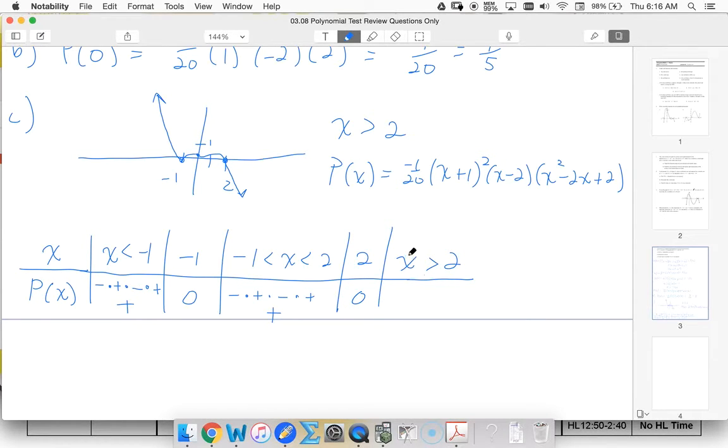And now put in a number bigger than 2. I have a negative times a positive times a positive times a positive. So for example, if we pick 3, 9 minus 6 is positive. So this ends up being negative overall. So this is the region where my polynomial is negative. I don't have to worry about testing anything else because I know that these are my only two real zeros, so I'm never crossing the axis again.